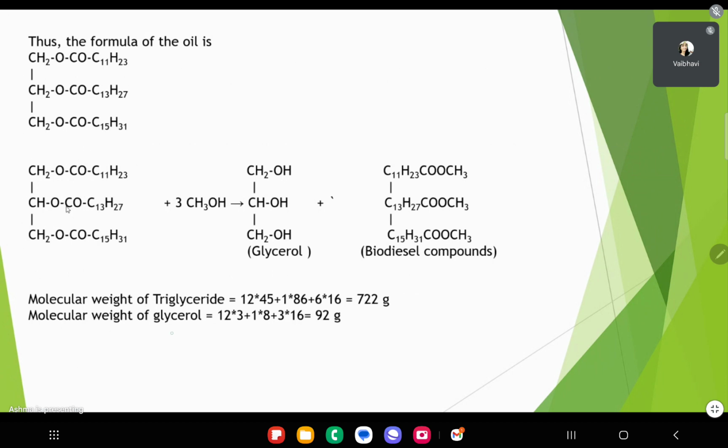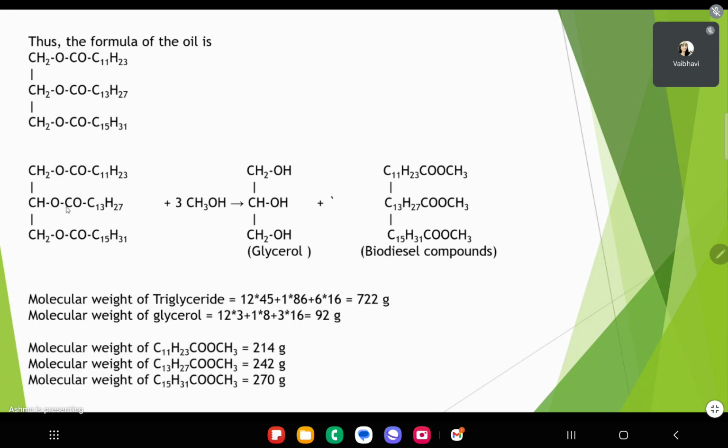And this is the formula for glycerol. We will find the molecular weight of glycerol. It has 3 carbon, 8 hydrogen and 3 oxygen. So the molecular weight of glycerol is 92 grams and of triglyceride is 722 grams. Next, we will find the molecular weight of the acids given in the question. These have molecular weights of 214, 242 and 270. So these acids and their esters will have the same molecular weight.